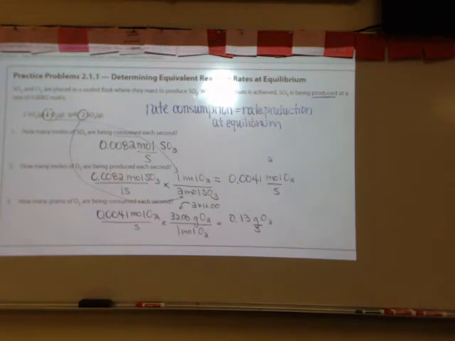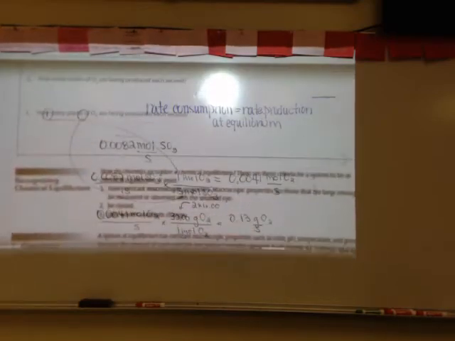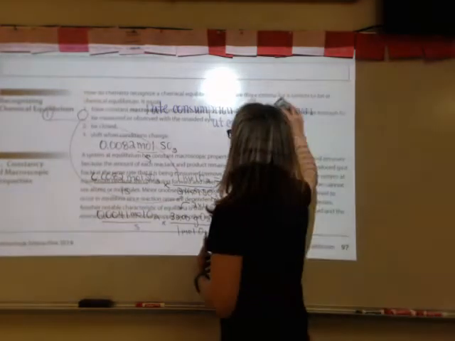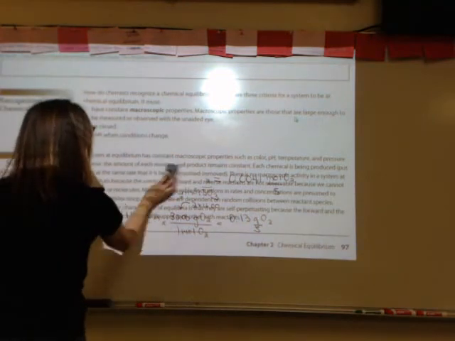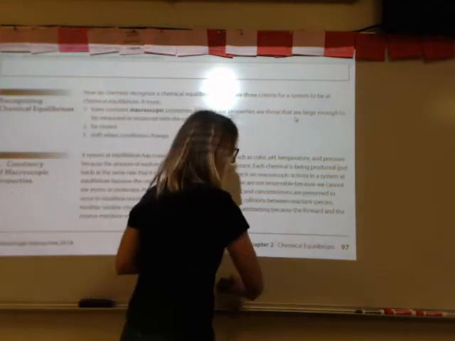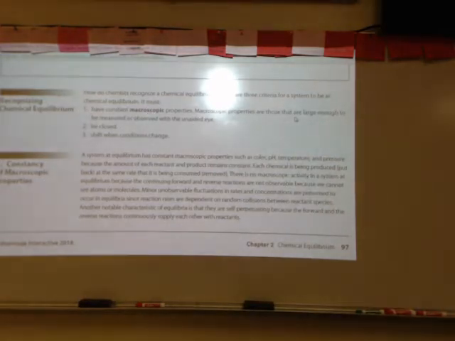Now, how do I recognize when we are at chemical equilibrium? Well, there are 3 criteria that a system needs to have. Number 1, it needs to have constant macroscopic properties. Macroscopic properties are properties that are large enough for you to measure or observe with the unaided eye. Number 2, it has to be a closed system. Number 3, it has to shift when conditions change.